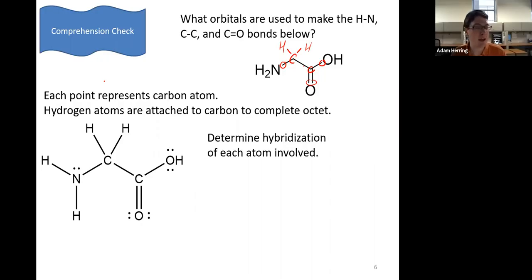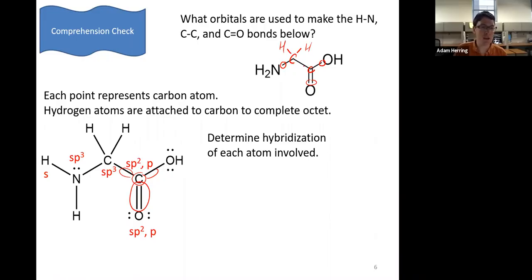Now that we know how many electron domains there are for each atom, we can determine the hybridization involved. So for nitrogen, it's sp3 because there are 4 domains. Remember that lone pairs count as a single domain. Carbon has 4 bonds, so it has 4 domains and is sp3 hybridized. This carbon has 3 domains. It has 1 for each of those bonds and then 1 for the double bond. Even though the double bond is larger, it only counts as 1 electron domain.